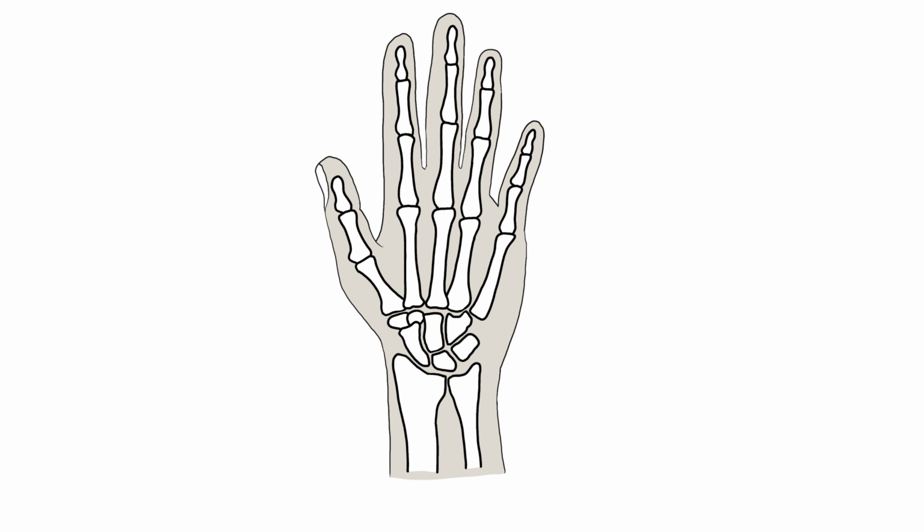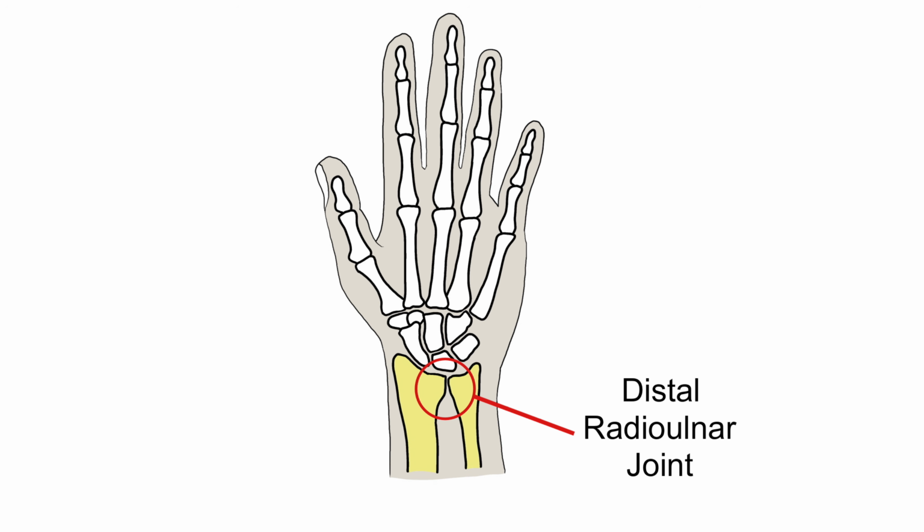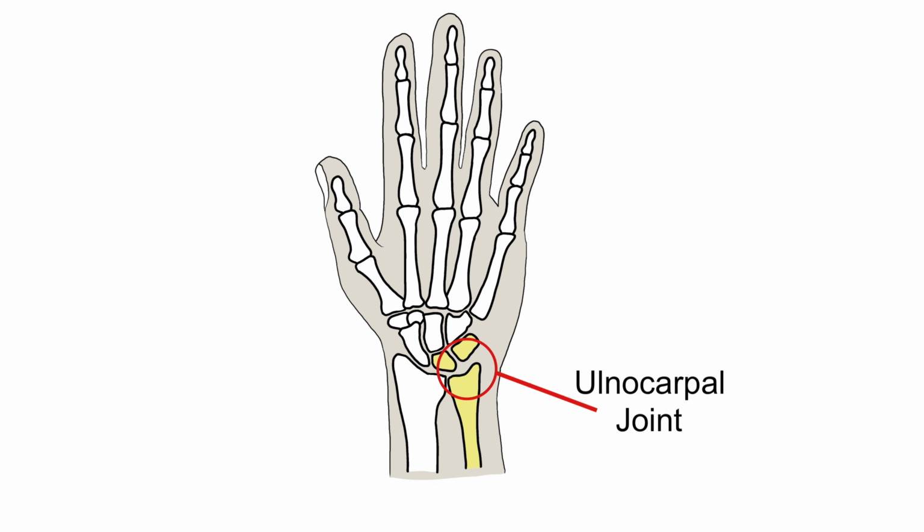The wrist comprises three main joints. The radiocarpal joint, which is what most people think of as the wrist joint itself, but also the distal radio-ulnar joint, and then our friend the ulnocarpal joint, which is the joint between the end of the ulnar bone and the carpal bones of the wrist.